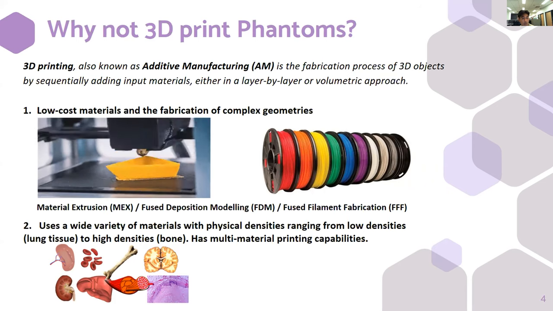So here, material extrusion 3D printing has a selection of affordable materials and machines, as well as having the capability to fabricate complex geometries, which cannot be manufactured by your traditional molding and casting process. This wide selection of affordable materials consists of physical densities that allow for emulating tissue densities and can further emulate tissue heterogeneity via multi-material 3D printing processes.